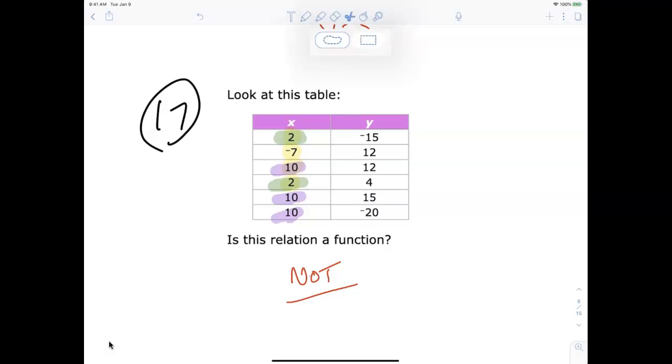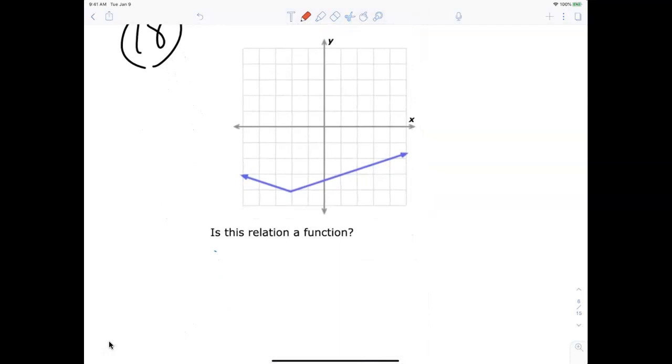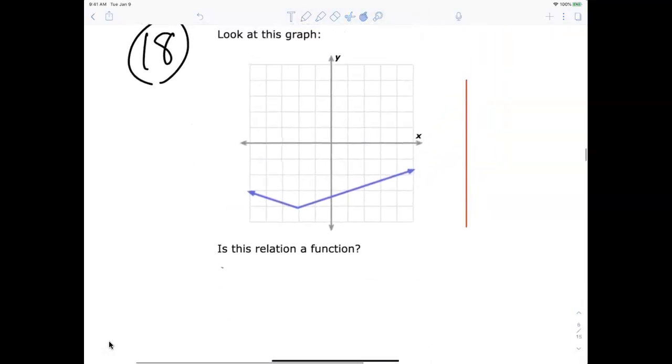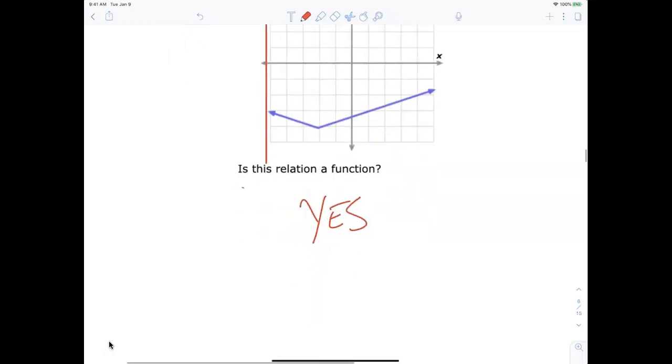Okay, let's take a look at what's next. Number 18, is the relation a function? Grabbing a vertical line, swing it across. Looks to me like a function. Yes, it passes the vertical line test.